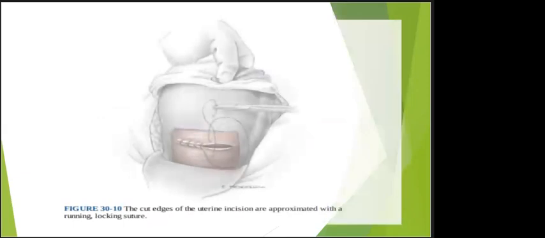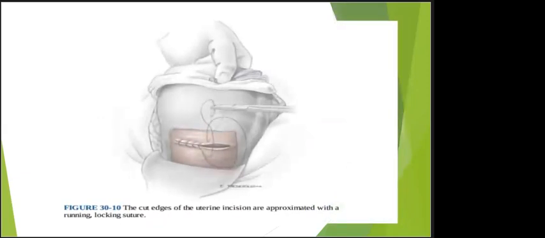After that, you have to clean the uterine cavity. You get rid of the remaining placental tissues so that you will not have postpartum bleeding because of the remnants of the placental tissues. After you have cleaned the uterine cavity, then you start to suture the uterus layer by layer. All right. So the cut edges of the incision are being approximated using a round running, locking suture.